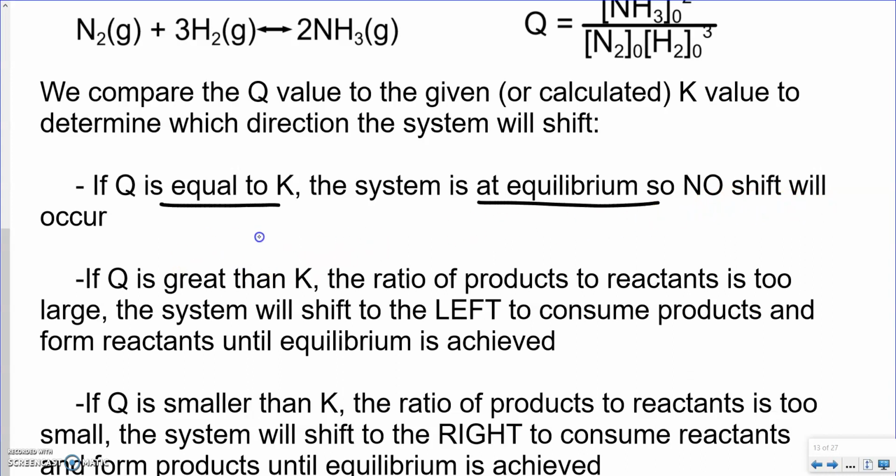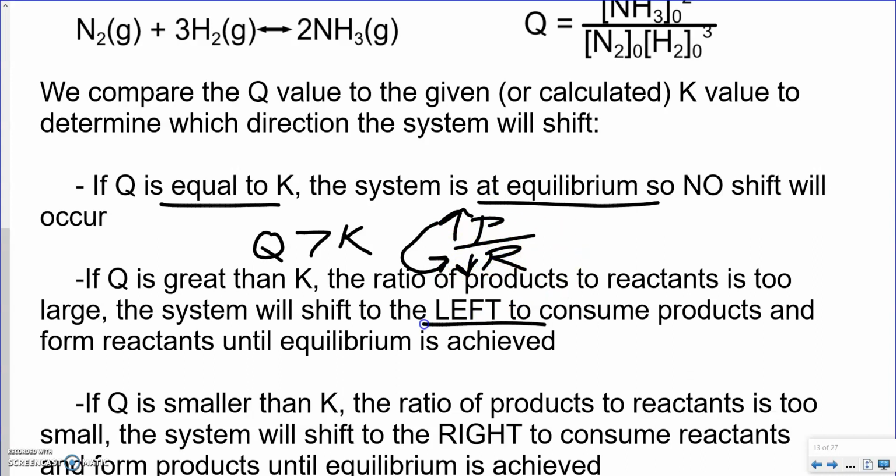Okay? If Q is greater than K, what that essentially means, again, if we think back to our ratio of products to reactants, is our products are too large or our reactants are too small. So what's going to happen is we're going to have a shift towards reactants. We need our denominator bigger, we need our numerator smaller. That means we're going to have a shift towards the left. So if we think reactants to products, we're going to have a shift towards reactants. Regardless of what the size of K is, if Q is larger than K, it's going to have to form reactants to get to K. It means the ratio is off.